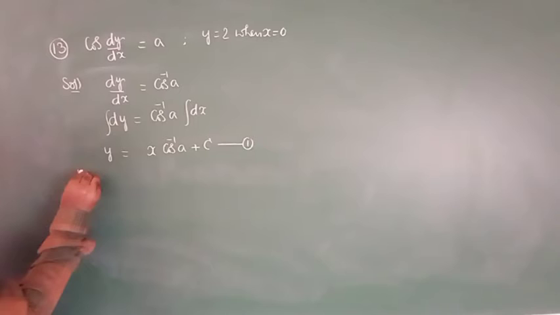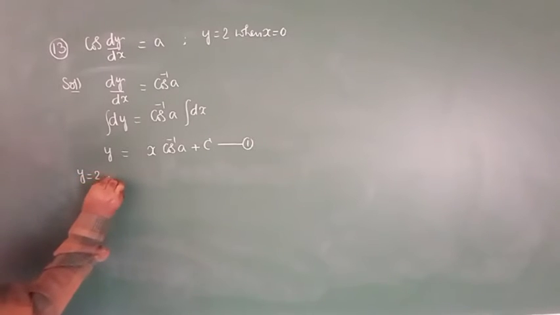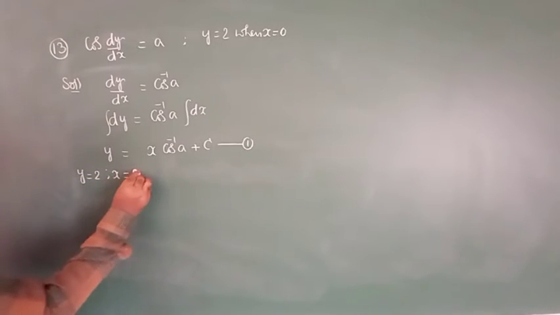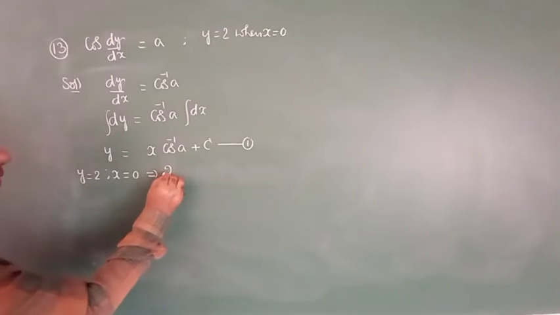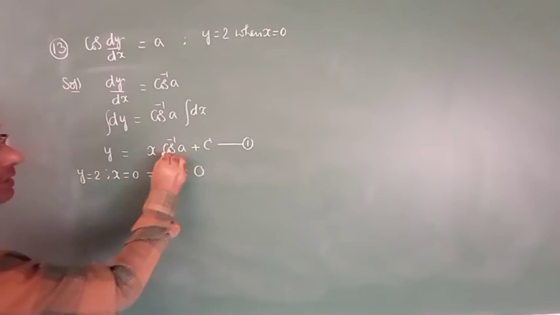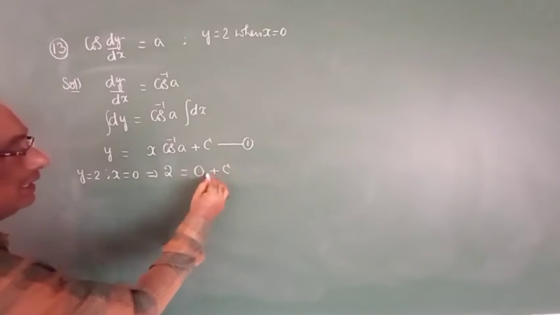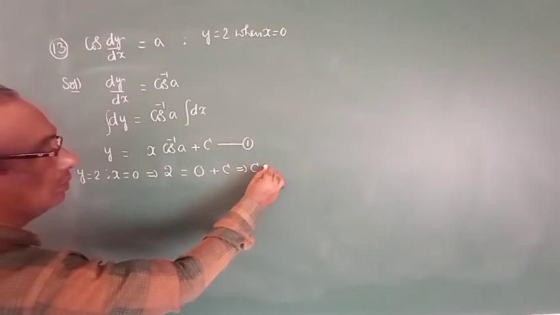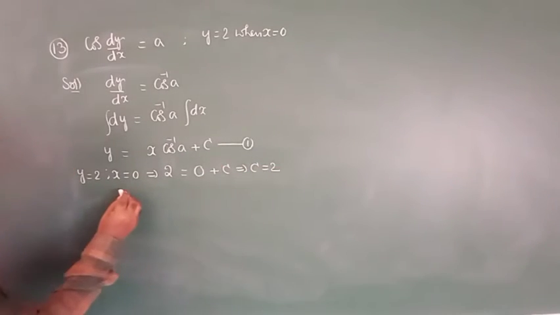Immediately, substitute y value 2 when x value is 0. Substituting y as 2 and x as 0, we get 2 equals 0 plus c. Therefore, c value is 2. Write down the c value in equation 1.